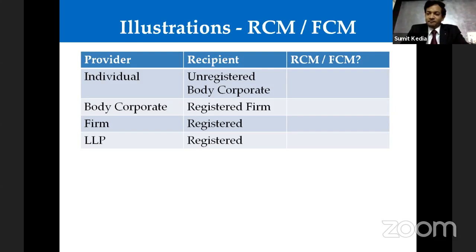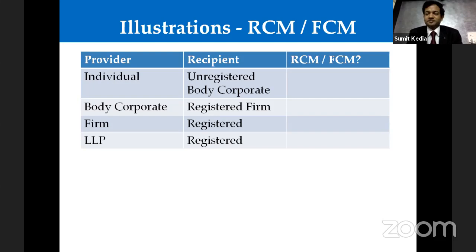Third case, the provider is a firm and the recipient is a registered person. Whether RCM or FCM will be applicable? If you see again here, the provider is a person other than a body corporate, satisfied. The recipient should be a registered person, which is also satisfied, and hence RCM will be applicable in the third case. Fourth case, the provider is an LLP, the recipient is a registered person. Again, as I said, partnership firm includes LLP. So the provider is not a body corporate and the recipient is a registered person. RCM will be applicable, as both conditions are satisfied. So in the first two cases FCM, and in the last two cases RCM will be applicable.